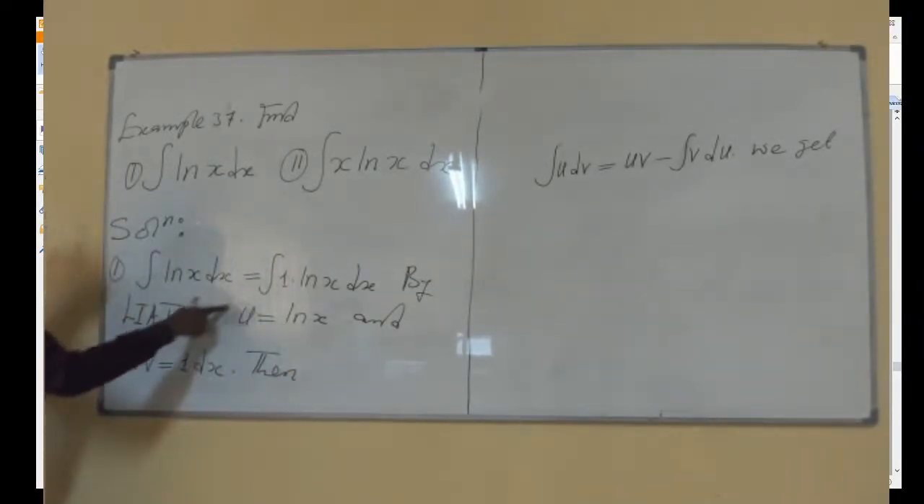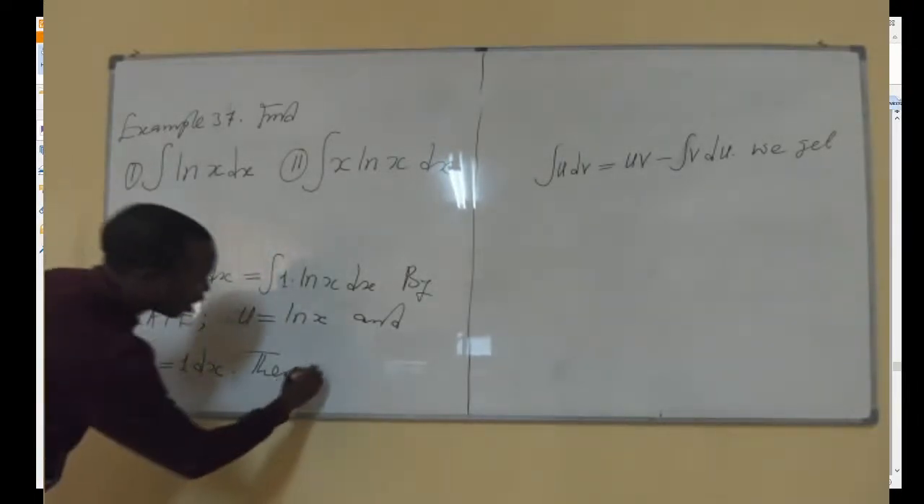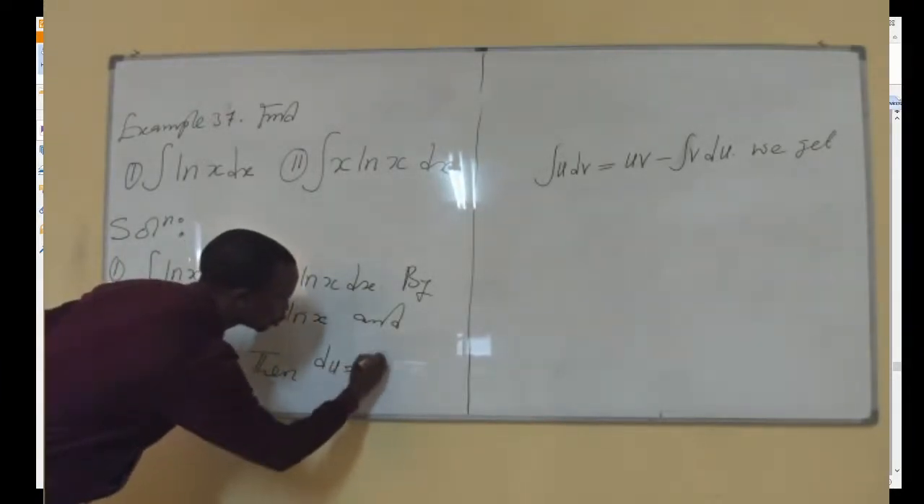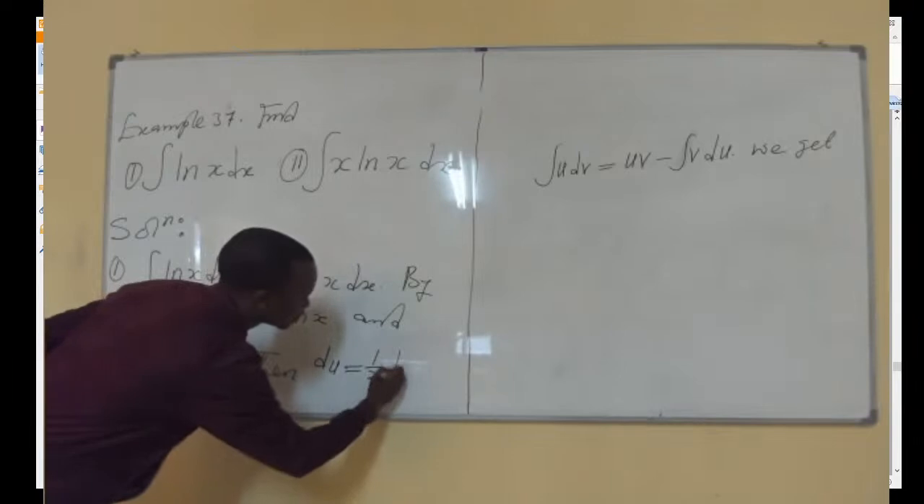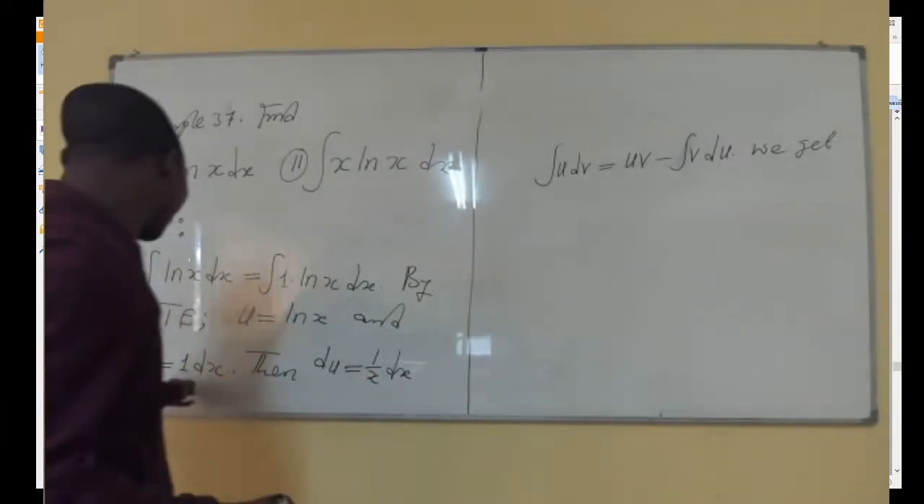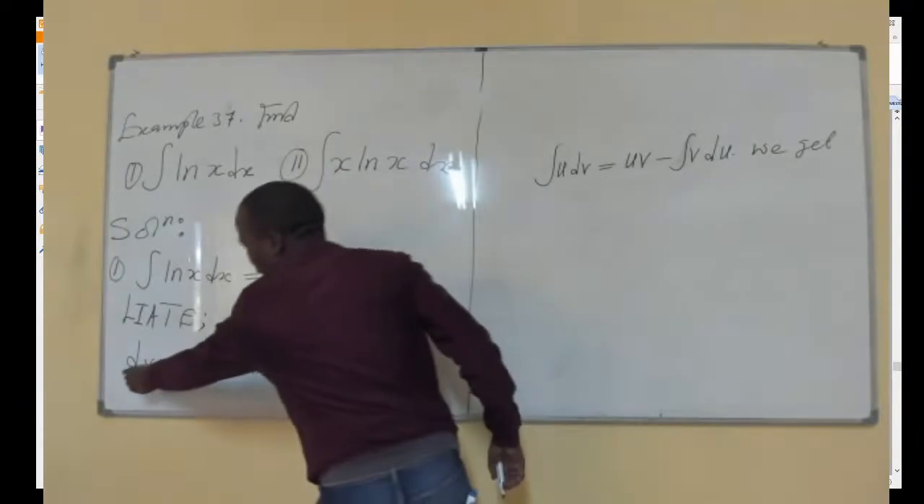Then, if we differentiate u, we have du equal to 1 over x dx. That will be our du. Please, you can do that. And for u, you differentiate; for dv, you integrate.